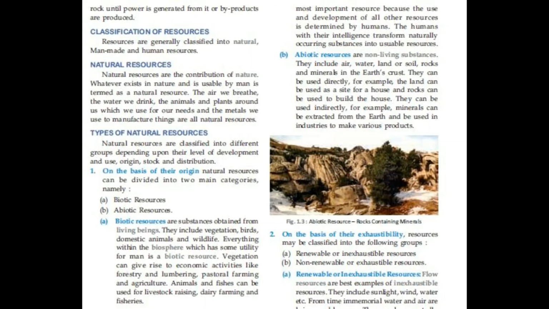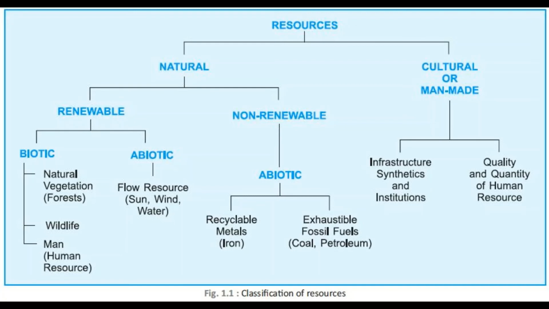Now, classification of resources. Based on their origin, resources can be abiotic or biotic, or natural resources can be broadly categorized into renewable or non-renewable resources. But in your book, look at this textbook, look at this page, there is a table. It's showing resources are divided into two: natural and cultural or man-made. Natural resources are further divided into two: renewable or non-renewable, or flow or fund resource, as it is called. Now, renewable resources are further divided into two: biotic and abiotic.